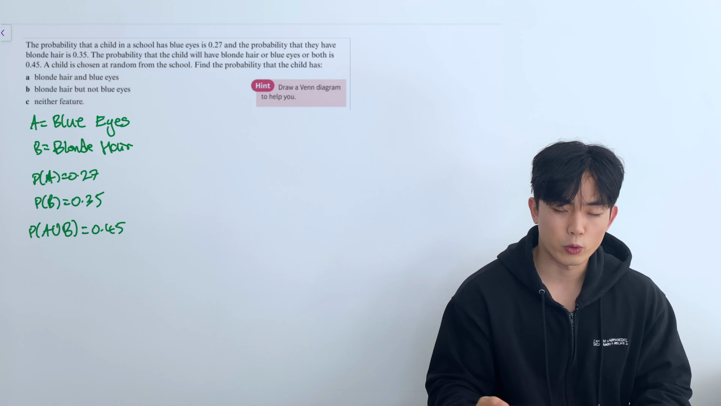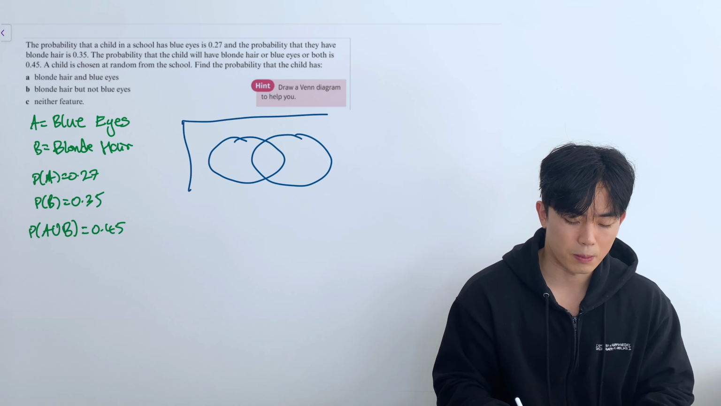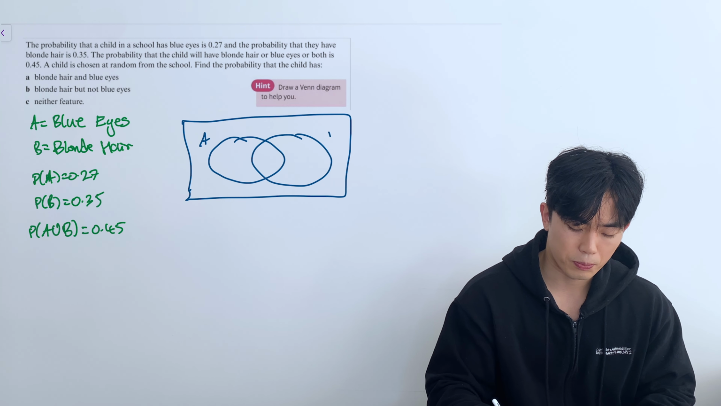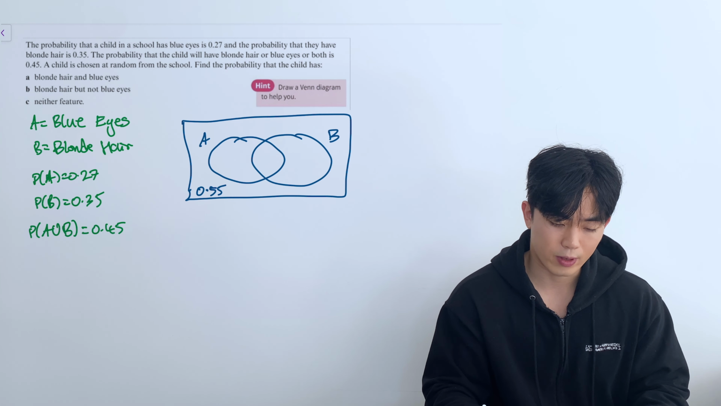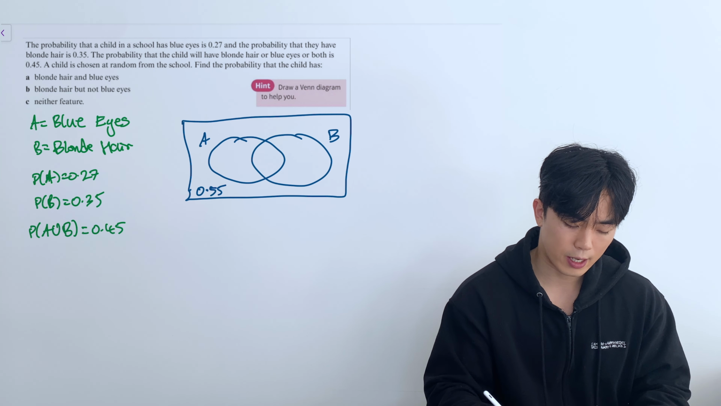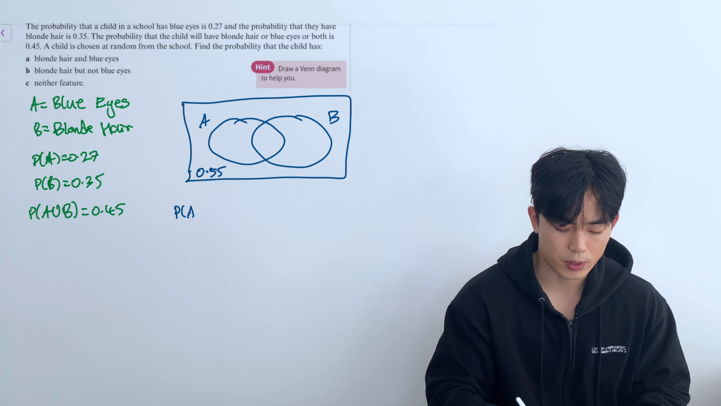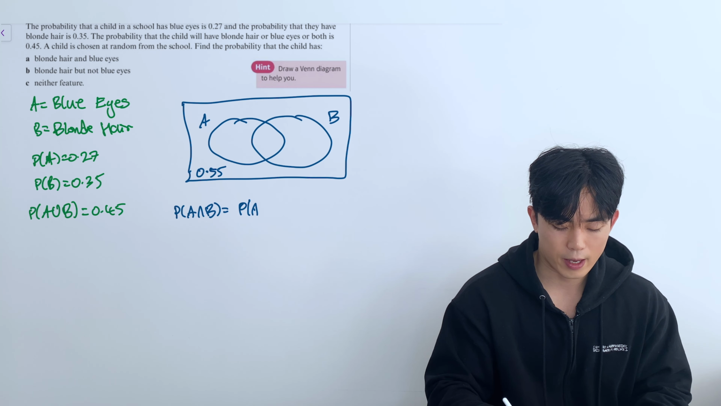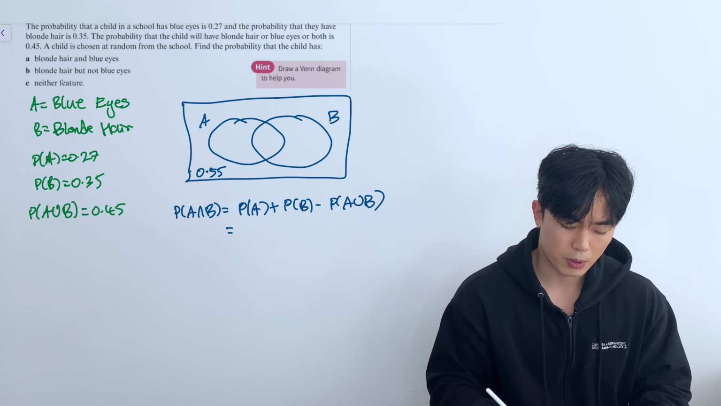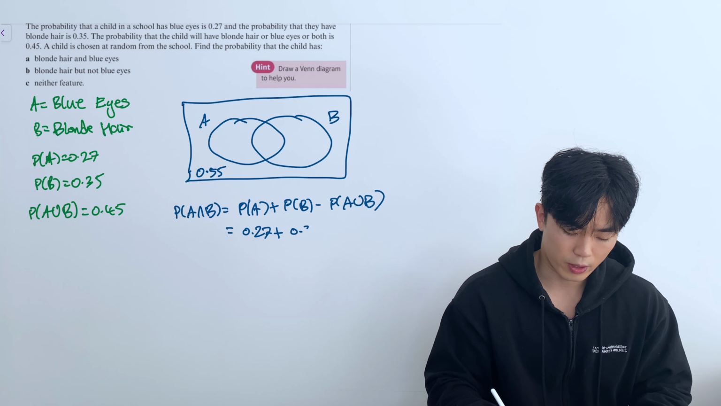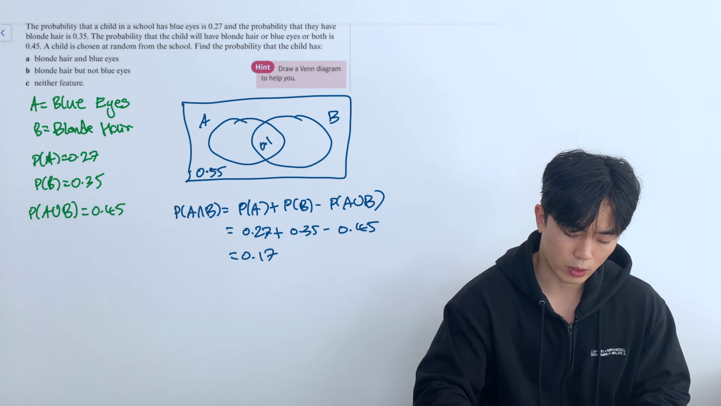Before we answer the question, let's draw a Venn diagram. It's always good practice to draw a Venn diagram, because then you can visualize it more easily. So we have A here, B here. A and/or B is 0.45, so outside it's going to be 0.55. To work out the inside, we can use the addition formula: P(A and B) equals P(A) plus P(B) minus P(A union B). So this is 0.27 plus 0.35 minus 0.45, which is 0.17.